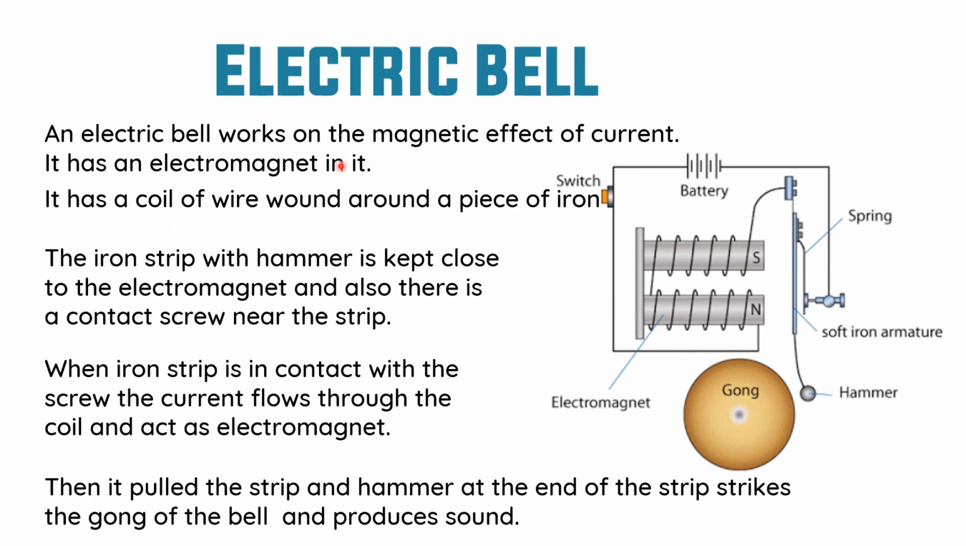So the electric bell also works on the principle of the magnetic effect of electric current, and it has an electromagnet in it. Okay, so it is a very easy thing. What is the magnetic effect of electricity? Electricity passes through a wire, and that wire acts as a magnet. That is the basic thing. So keep that in your mind, and read everything in your textbook. It will be easy. So that is the magnetic effect of electric current.